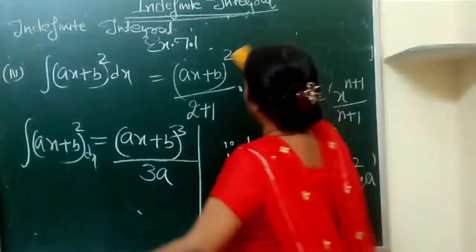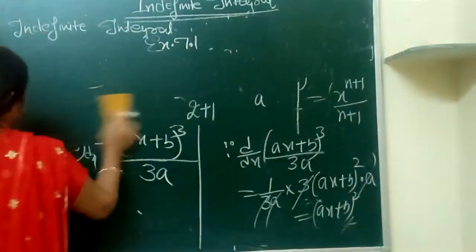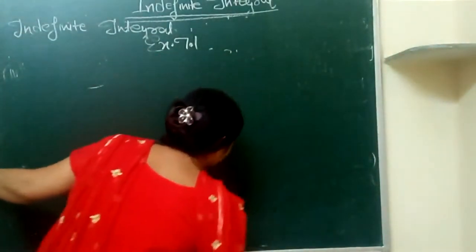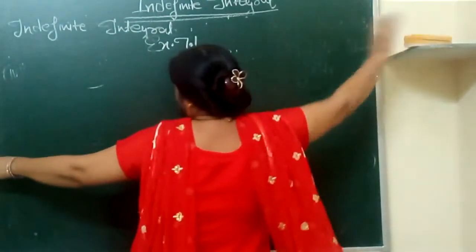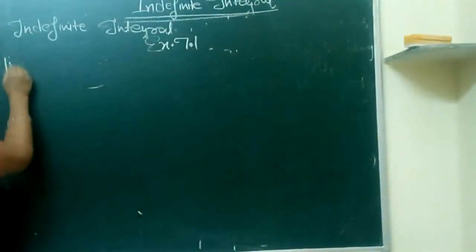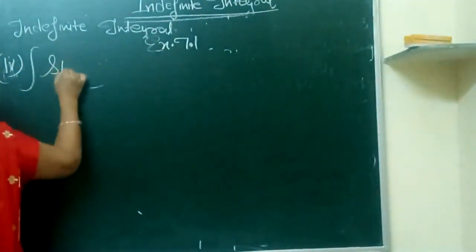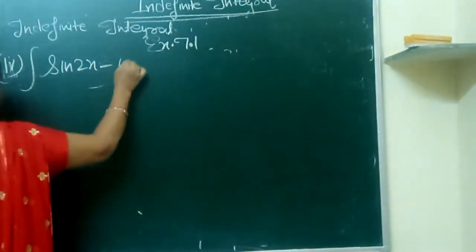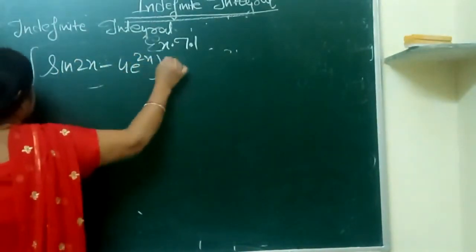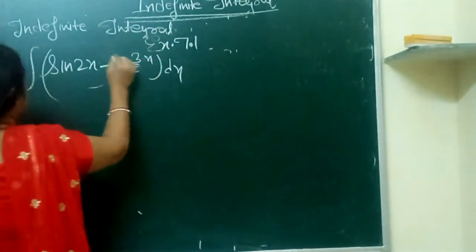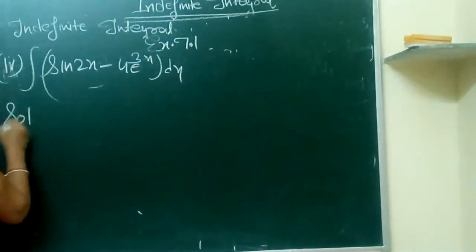Now we will solve question number 4. Question 4 is, find the integration of sin 2x minus 4e raised to power 2x dx. This is question number 4, that is sin 2x minus 4 into e raised to power 3x here. So let us start the solution.